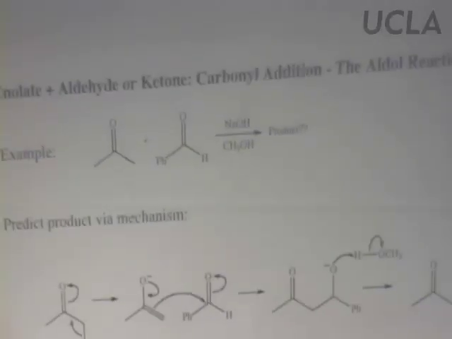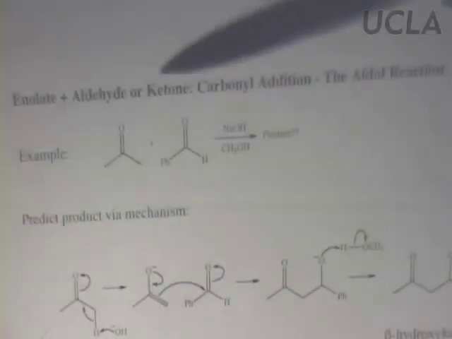Now, like the other nucleophiles we've talked about and all the other carbonyl reactions, we can do addition or substitution. So let's start by talking about using enolates in addition reactions, which means we're going to take our enolate and react it with an aldehyde or a ketone. This process is called the aldol reaction. We'll explain why that is in a second. Now, here's an example of how that process might work.